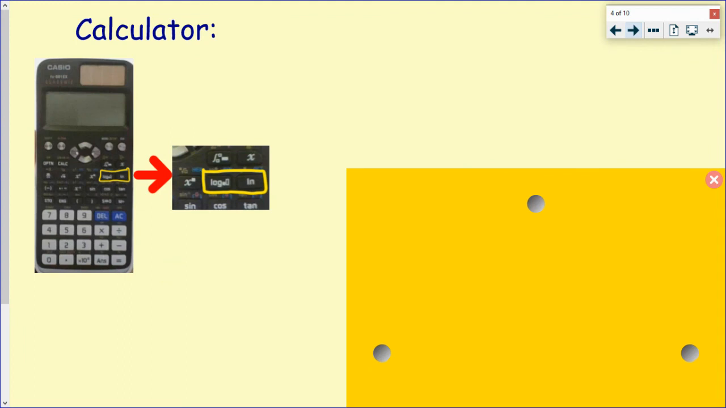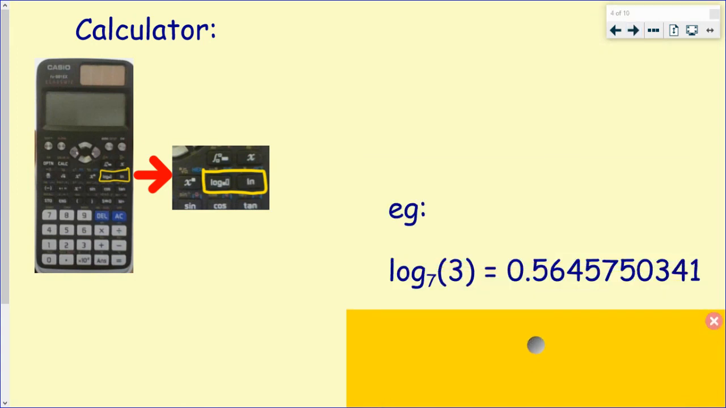Something that you might find really helpful, or you may already know, you can just type these things into your calculators when you've got all the values. So for example, if I wanted to work out what log to the base 7 of 3 is, type it in your calculator and it just gives you this value. It will be a rounded value in the same way a surd gives you a rounded value. This is much the same.